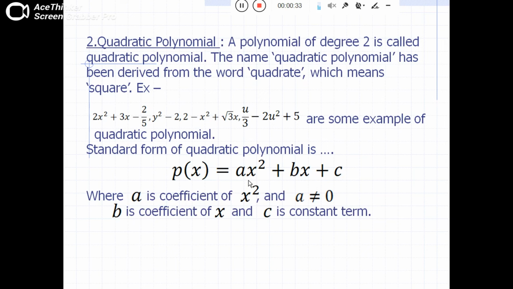a is multiplied in x square, so a is the coefficient of x square, plus b is multiplied in x, so b is the coefficient of x, and plus c, there is no variable with c, so that's why it is called a constant term. So remember, the standard form of a quadratic polynomial is ax square plus bx plus c.